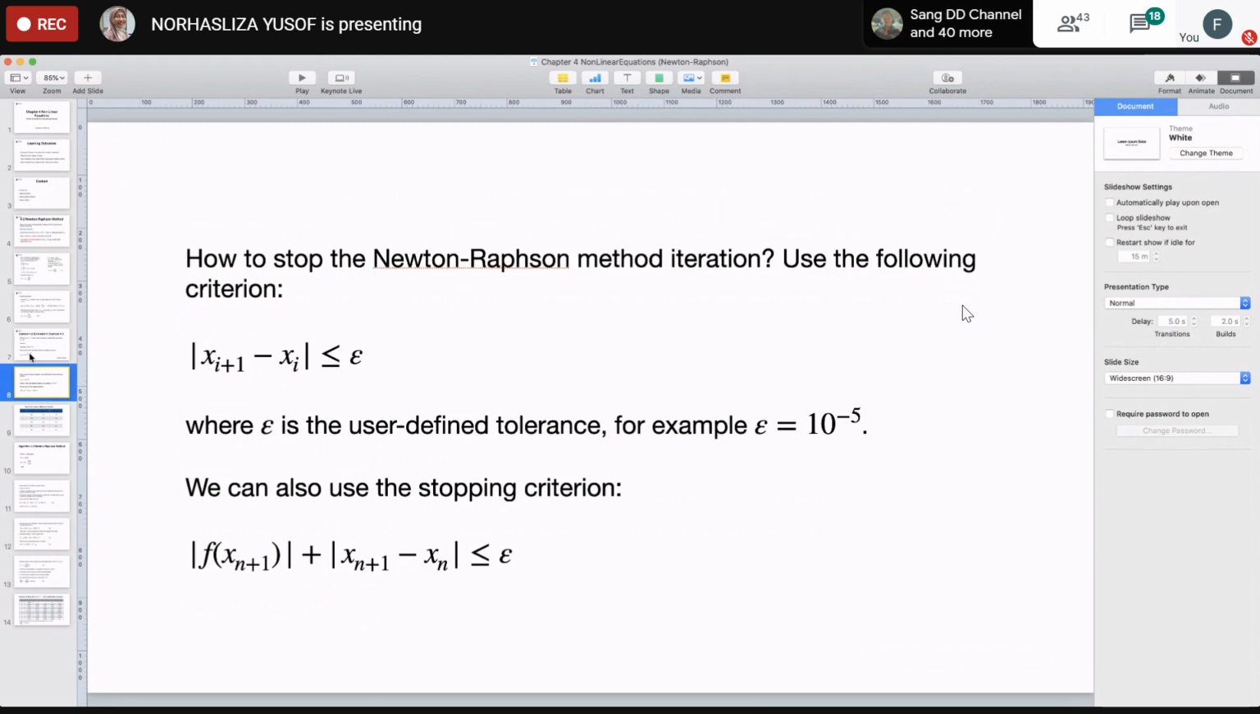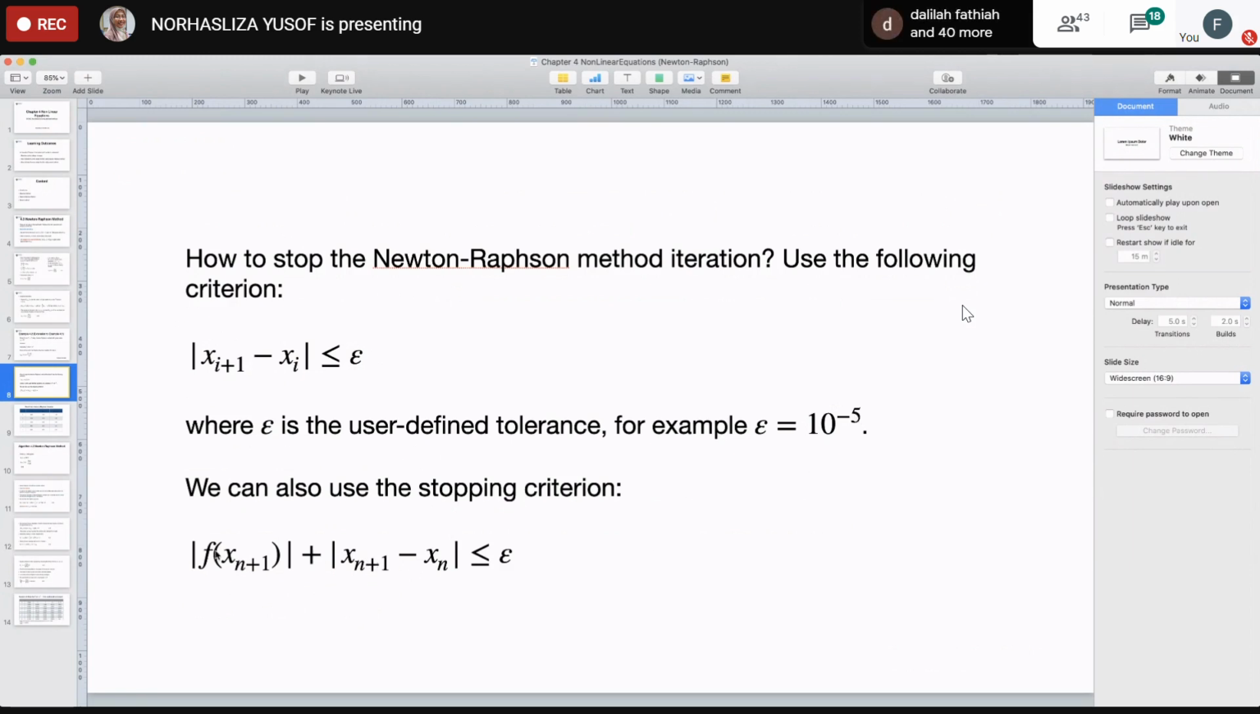In the Newton-Raphson method, we have to put in a condition, which is the stopping criterion, which we denote as epsilon. Epsilon is user defined, meaning we define the accuracy or precision that we want, right? For example, 10 to the minus 5. If you want less precision, you can put minus 2 or minus 1. If you want more precision, you can put something like minus 10. Minus 10 is, I think, precise enough for current modern calculation, right?